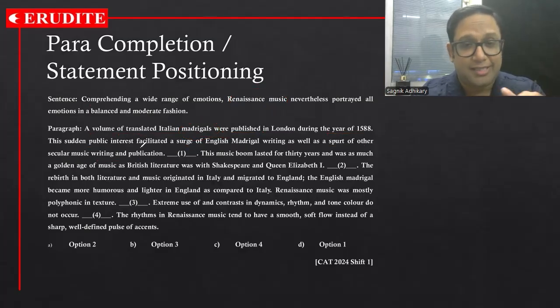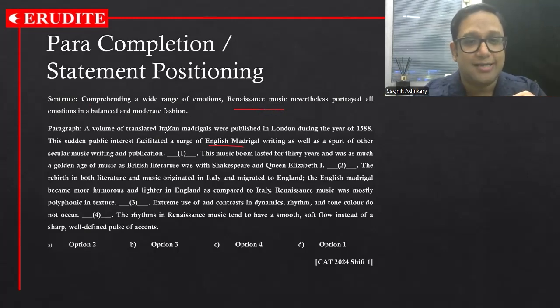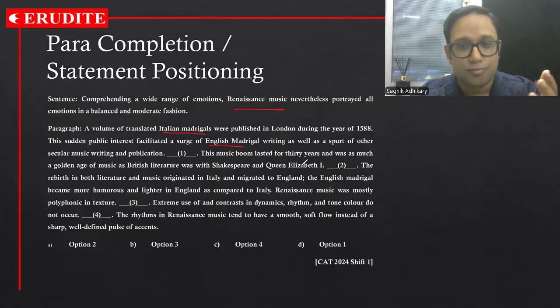So we see that the first two blanks here can be eliminated. Why? Because the given sentence is general. It talks about Renaissance music, but it doesn't talk about the context. It doesn't talk about which kind of Renaissance music. We have this clear idea of English Renaissance music, English madrigals, and also the Italian madrigals running through the first few statements, about three to four statements.